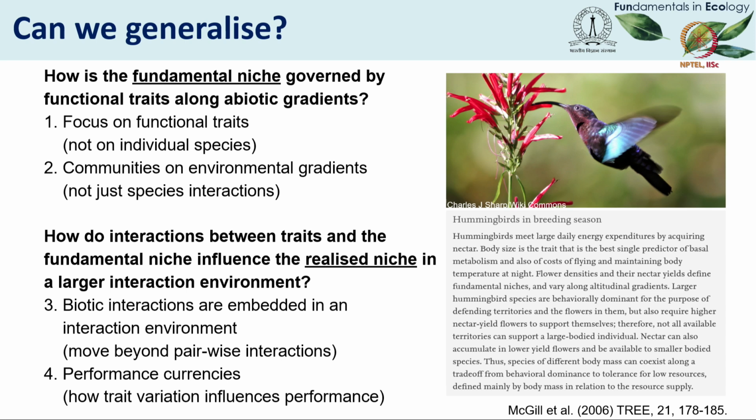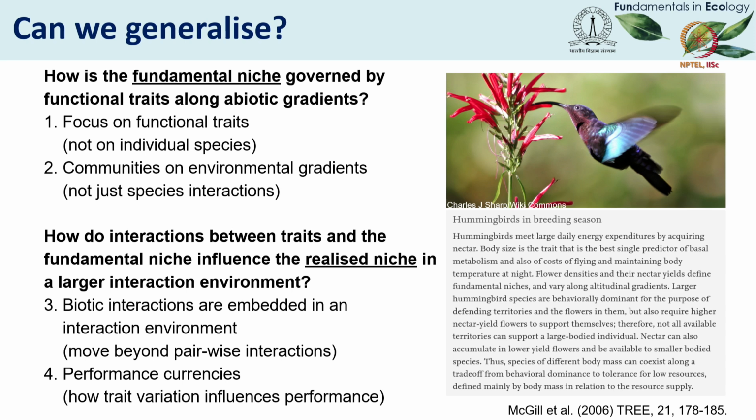So you can generalize by looking at traits of species. One example here is that hummingbirds are species that are generally dependent on nectar and vary a lot in body size. And body size is a very important functional trait of these hummingbirds, because body size determines how fast species metabolize nectar. And body size also determines things like costs of flying, maintaining body temperature, and so on.